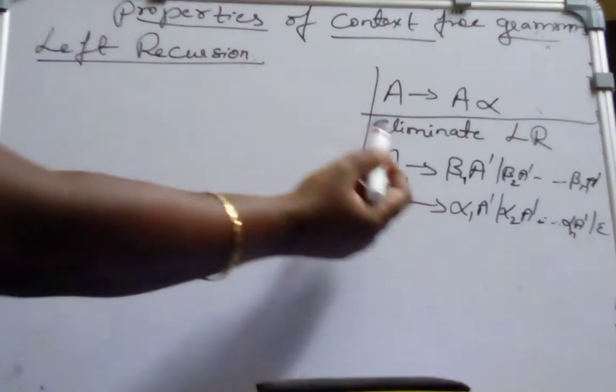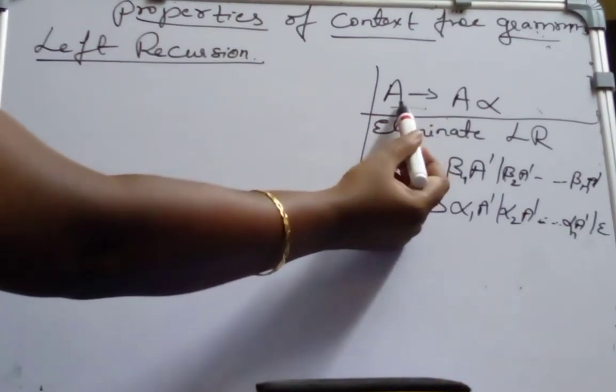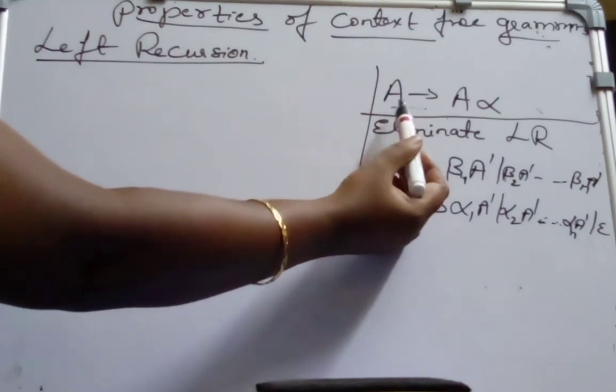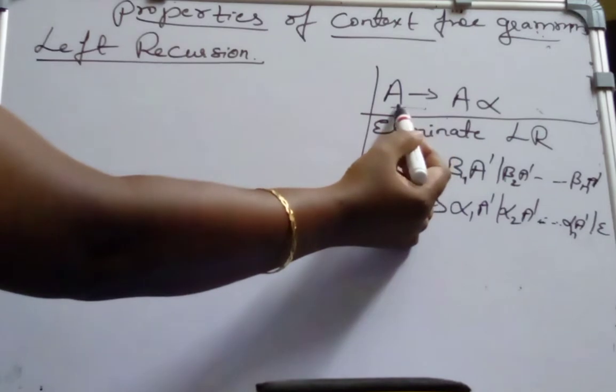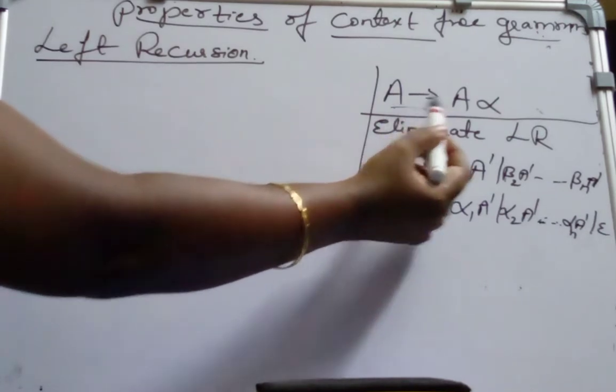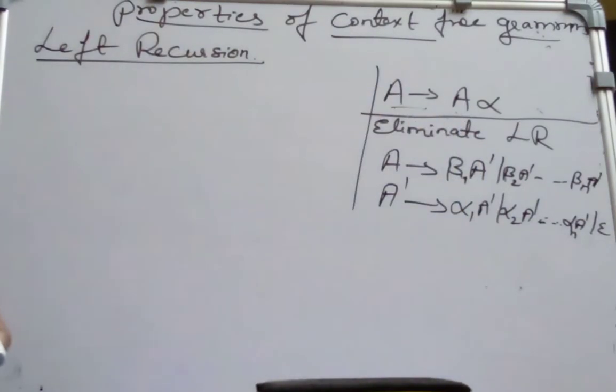It means whenever the productions are of the form A derives A alpha, whatever the first symbol at the left hand side, if it is the same as the first symbol at the right hand side, then we call it a left recursive grammar.